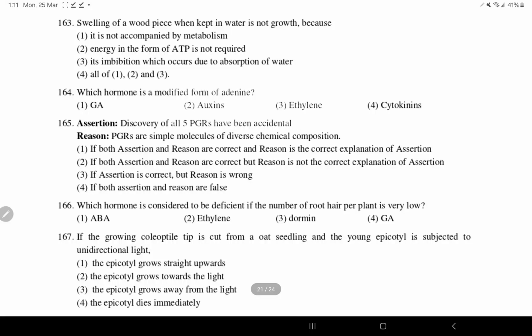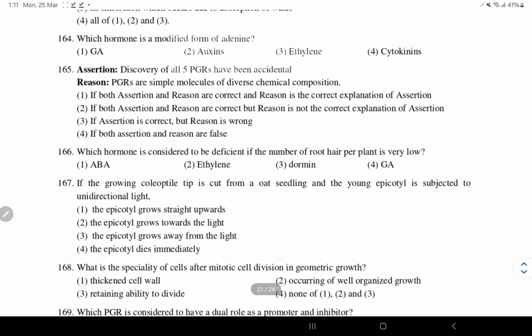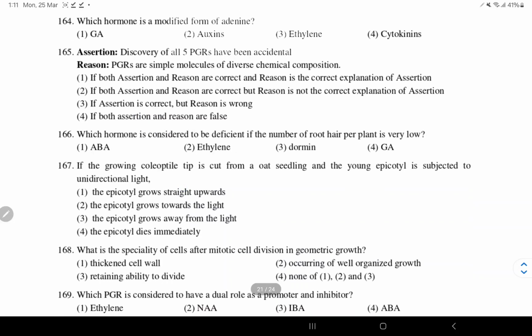Energy in the form of ATP is not required. It's imbibition, which occurs due to absorption of water. All 1, 2, 3 are right. Which hormone is a modified form of adenine? Cytokinin. Option 4. Discovery of all 5 PGRs has been accidental, right?